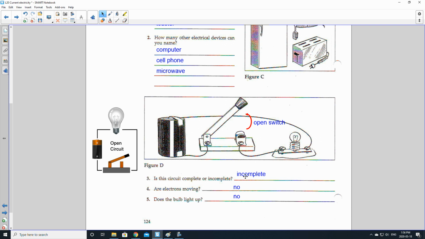Open switch means that the circuit is incomplete. If it's incomplete, it means electrons are not moving. If the electrons are not moving, then the device or the light bulb does not light up. Take a few moments. Pause the video, please feel free.